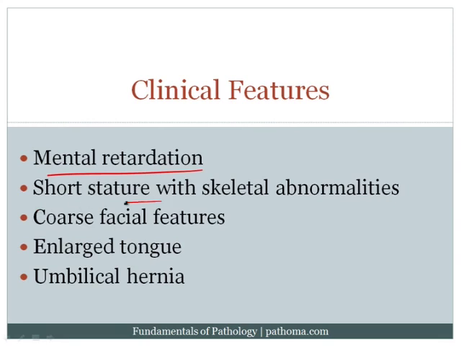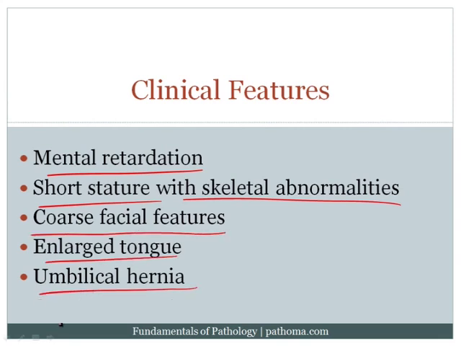They also get short stature with skeletal abnormalities, and that's because thyroid hormone is also necessary for normal skeletal development. They can have coarse facial features, an enlarged tongue, and umbilical hernia. These are some classic findings in a cretin child.